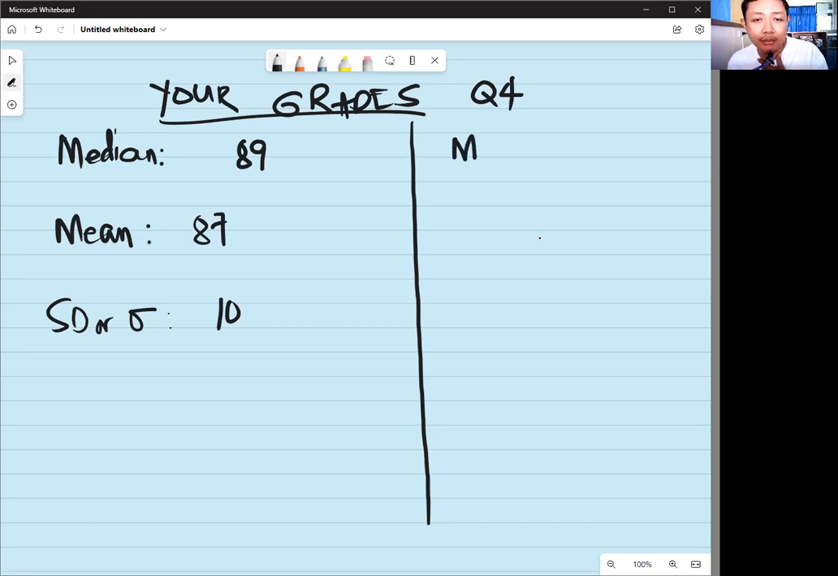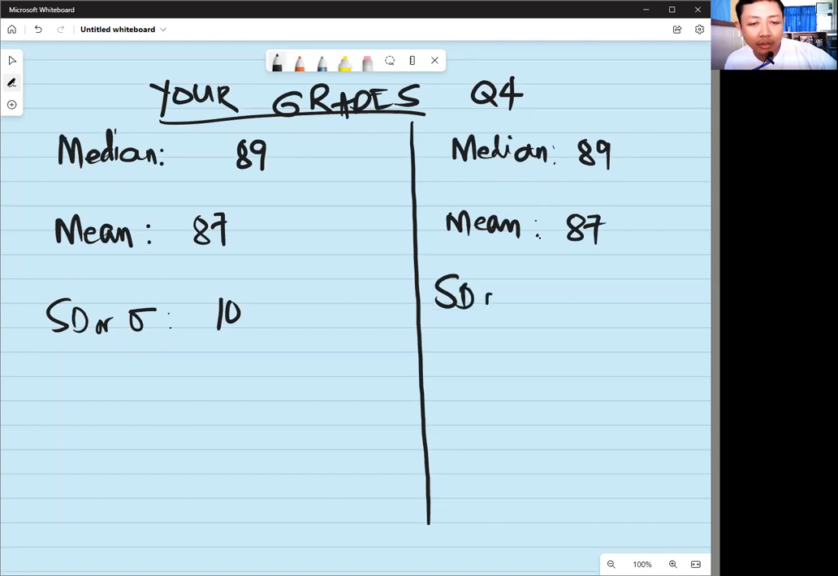Okay? This one naman, median, 89 din. And then the mean is 89. Okay, 87 then. Sige, let's do 87 here. And then for the standard deviation, the value is, for example, 2, meaning mas compressed.